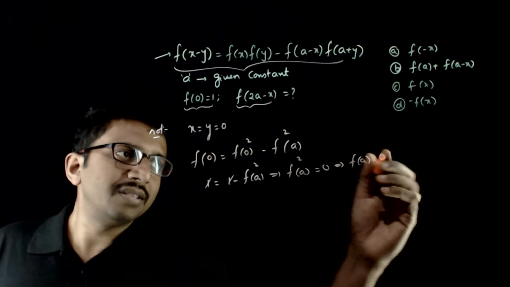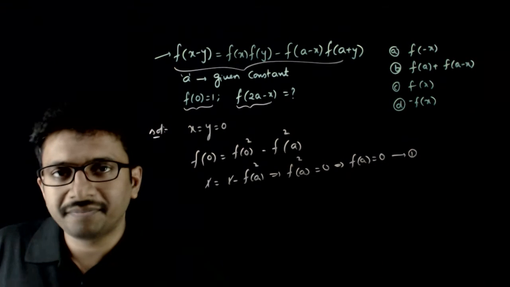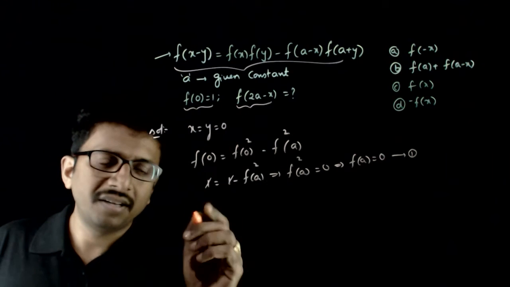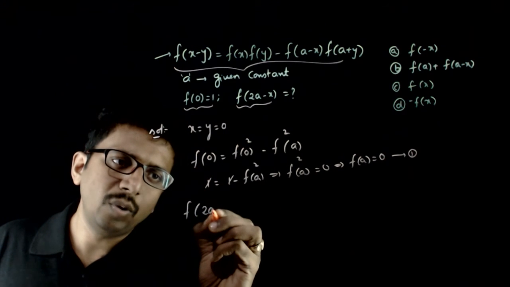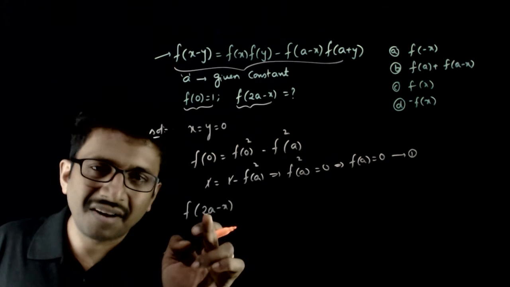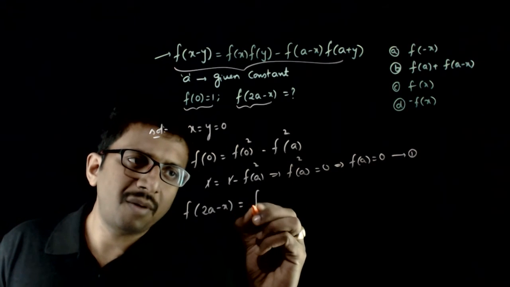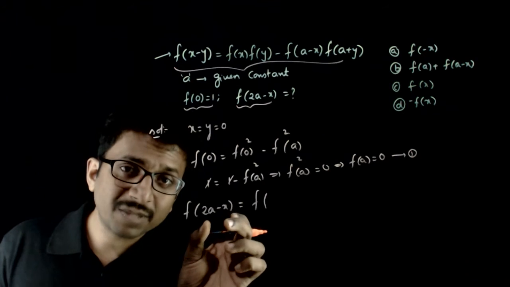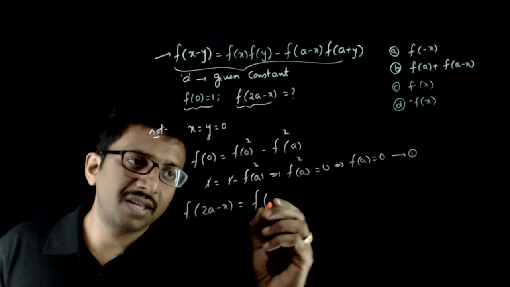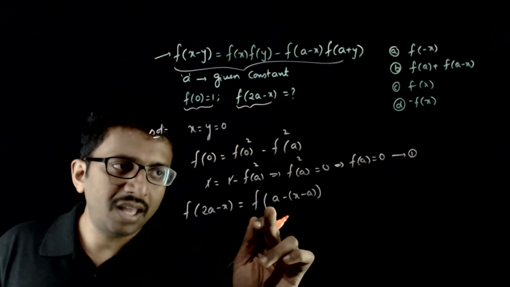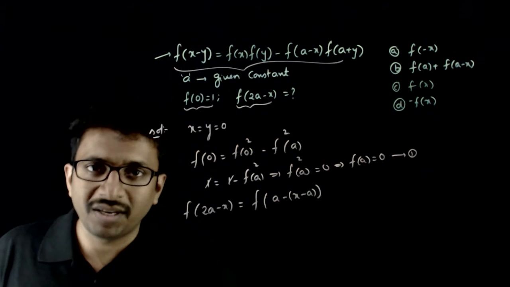Right? So this is the first information that we got. Now once f of a is equal to 0, you're asked to find f of 2a minus x. Now I'll convert this in such a way that I can use this information. I'll express this in the form of something minus something, that is a minus of x minus a. A minus x plus a is 2a minus x.